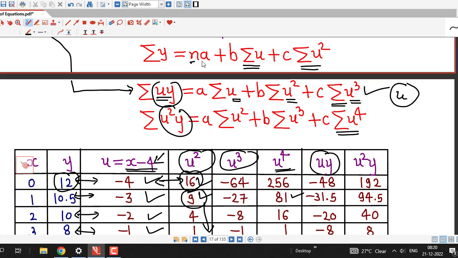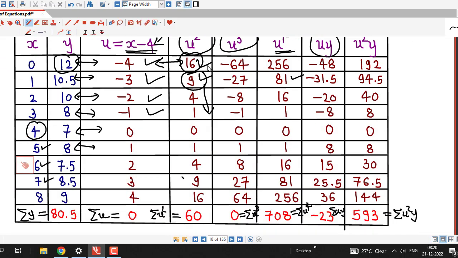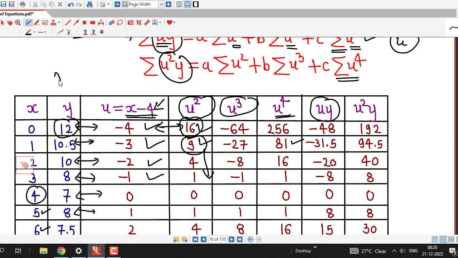And here we require the value of n. n means the number of data points. So here it is starting from 0 and ends up to 8. That means the value of n is 9.